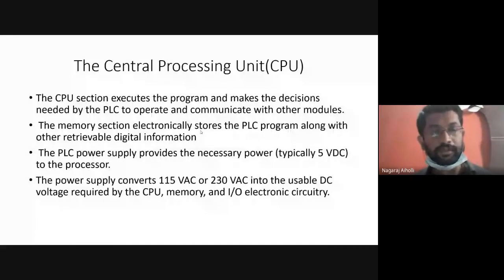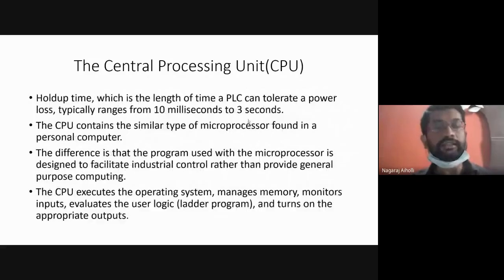The power supply converts 115 volts AC or 230 volts AC into the usable DC voltage required by the CPU or memory or the IO electronic circuits. There is a term called hold up time. Hold up time is the time span or the length of time a PLC can tolerate a power loss.